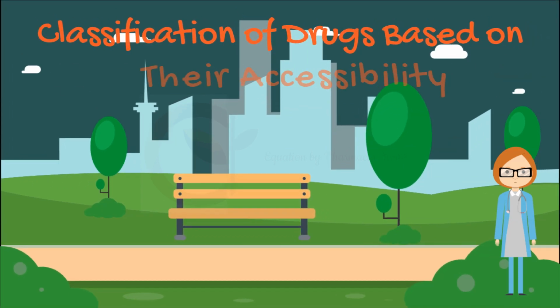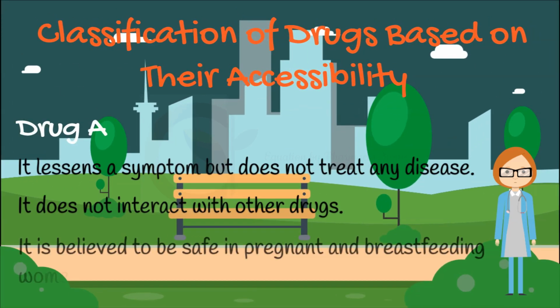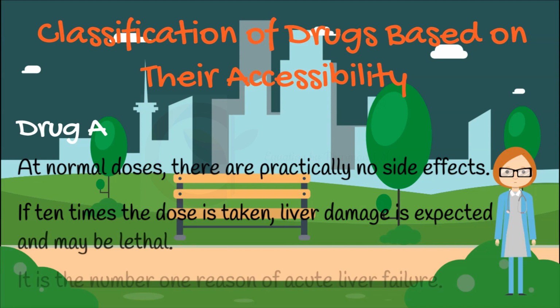Let's proceed to the next classification. Suppose you are an FDA assessor, investigating a new drug application. Drug A lessens a symptom, but does not treat any disease. It does not interact with other drugs. It is believed to be safe in pregnant and breastfeeding women. At normal doses, there are practically no side effects.